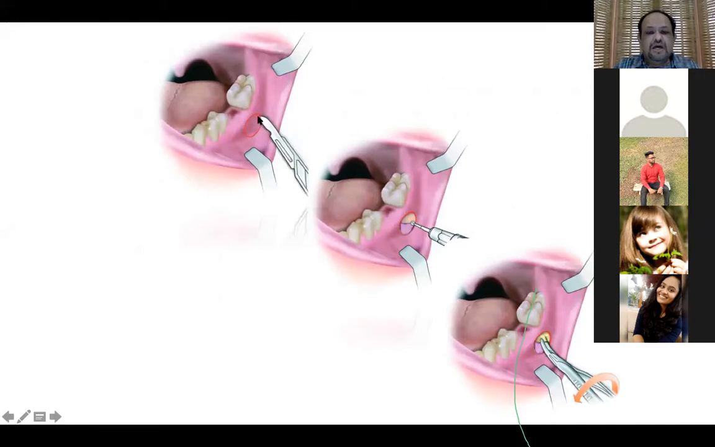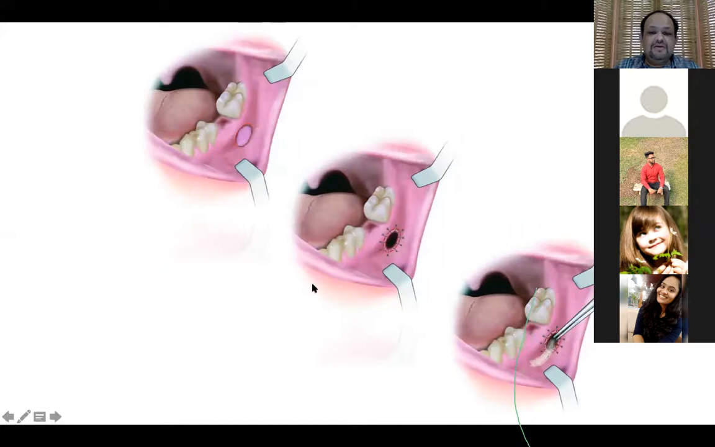Okay. So now this is the basic procedure for enucleation. You create a small window, right? Remove the bone if it is there. Part of the cystic lining is removed. And then you suture it. You suture the remaining cyst to the oral cavity and put a pack inside.